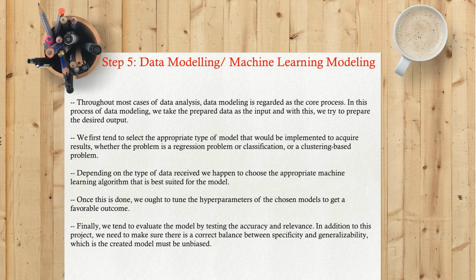Depending on the type of data received, we happen to choose the appropriate machine learning algorithm that is best suited for the model. Once this is done, we ought to tune the hyperparameters of the chosen models to get a favorable outcome. Finally, we tend to evaluate the model by testing the accuracy and relevance. In addition to this project, we need to make sure there is a correct balance between specificity and generalizability, which is, the created model must be unbiased.